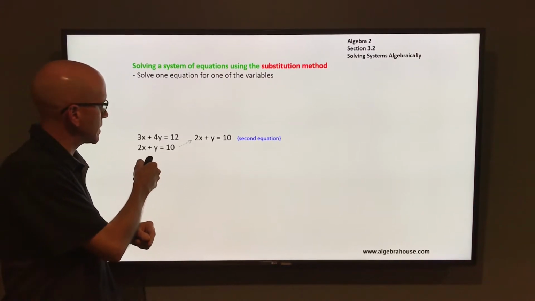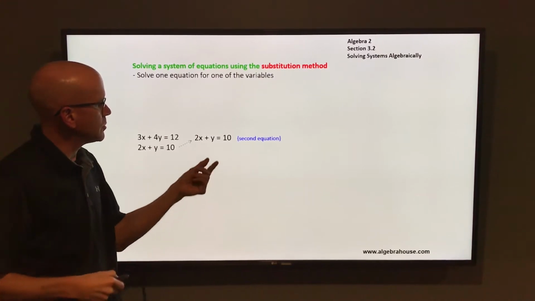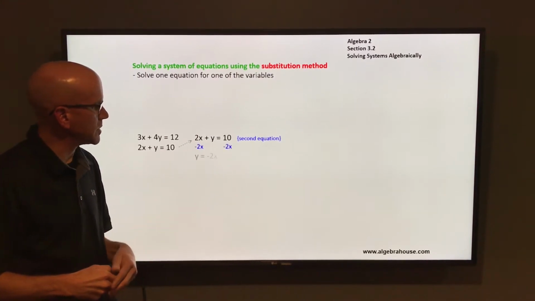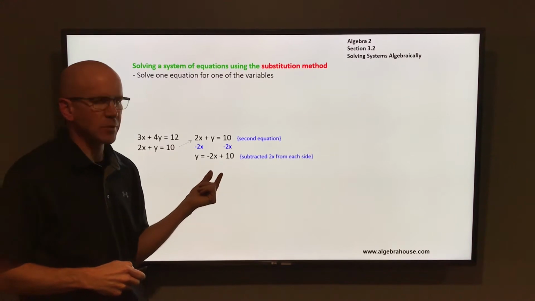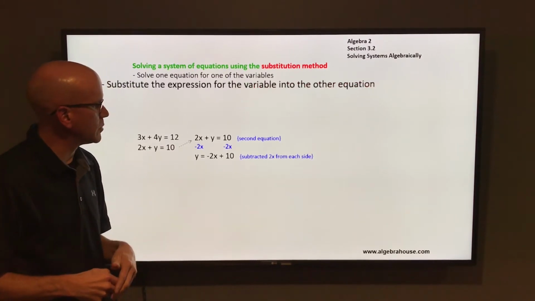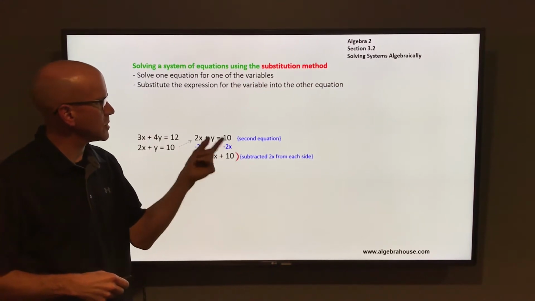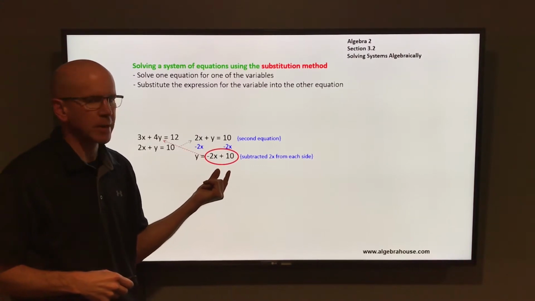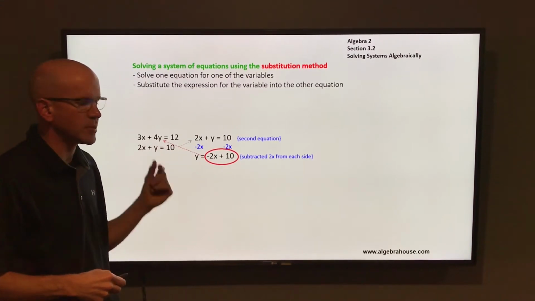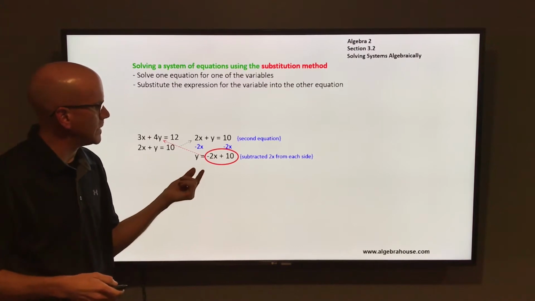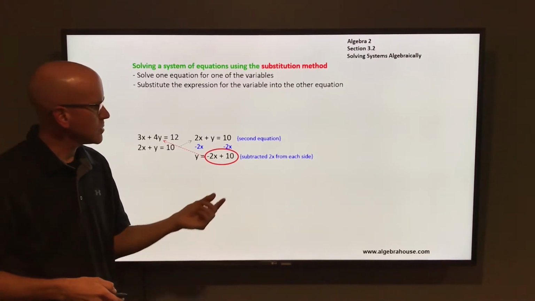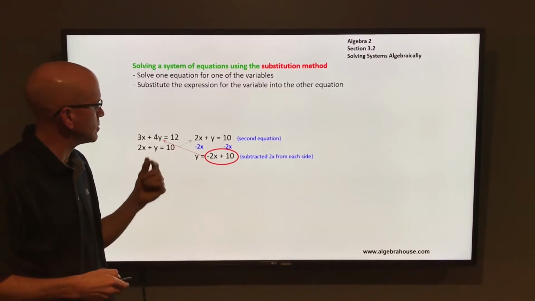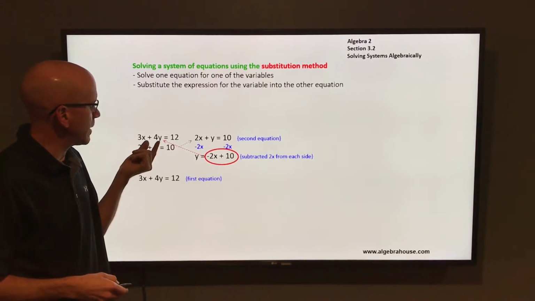So I want to solve that second equation for y. To do that, simply subtract 2x from each side. So now when you have that solved for y, it says y equals negative 2x plus 10. We're going to substitute that negative 2x plus 10 into the other equation for y, because it says y is negative 2x plus 10. So take that negative 2x plus 10, substitute that in for y into that first equation.